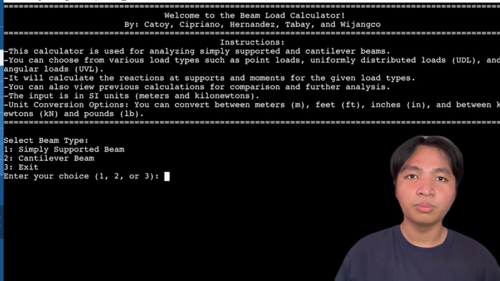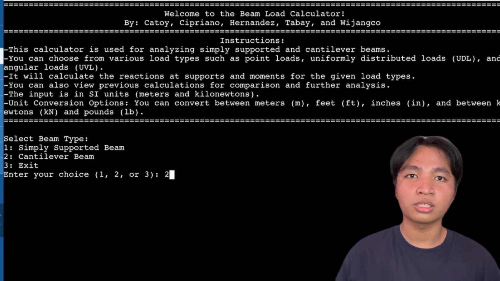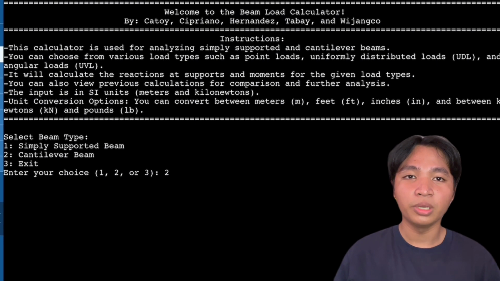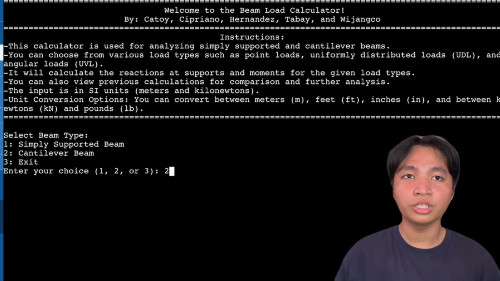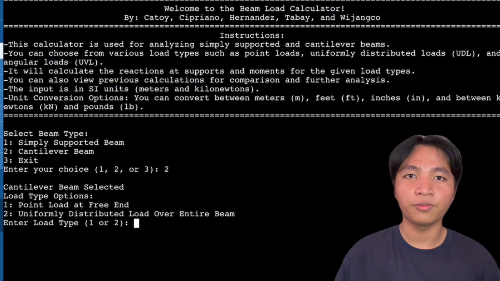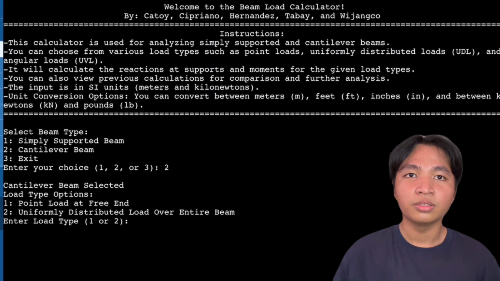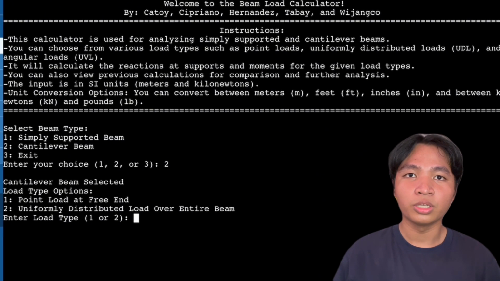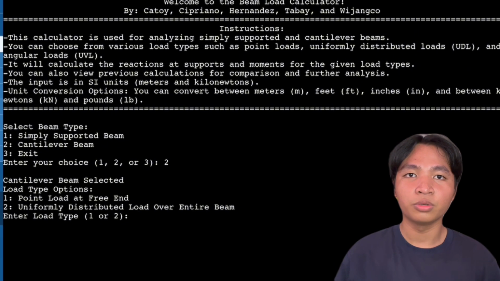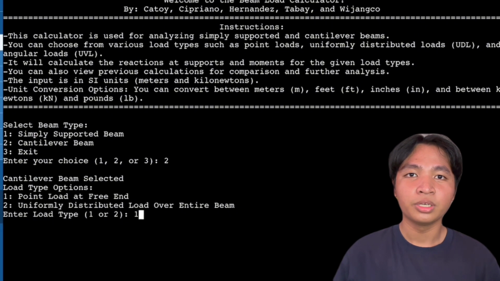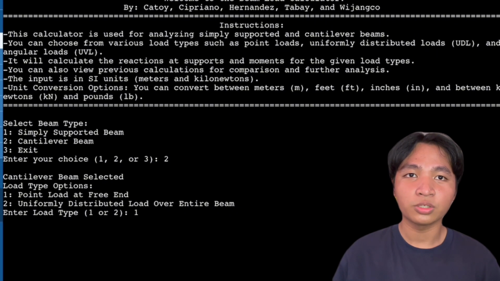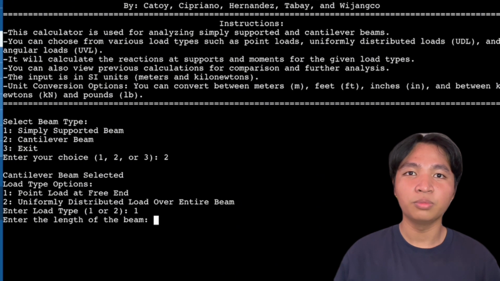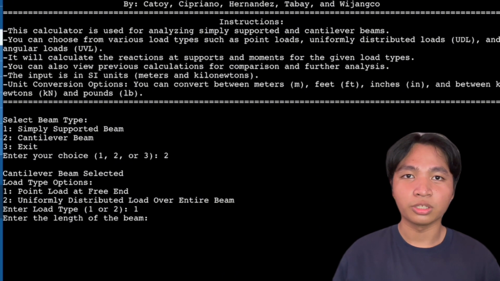For the cantilever beam formula, if the user selects the cantilever beam from the main menu, the program continues by asking what type of load is to be analyzed. These are the two options available: point load at free end and uniformly distributed load over entire beam. This part of the program focuses on determining the reaction force and the moment at the fixed support, which are essential for structural analysis.